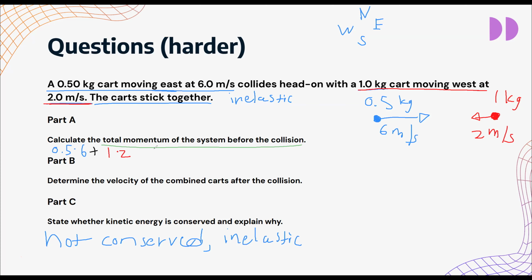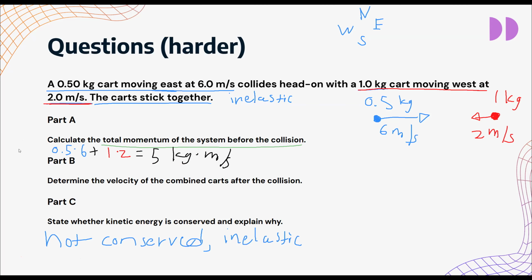Okay, so 0.5 times 6 plus 1 times 2. This is just 3 plus 2, and that gives us 5 kilogram meters per second. You guys got that? Yes, 5. Nice. Okay. So determine the velocity of the combined carts after the collision.